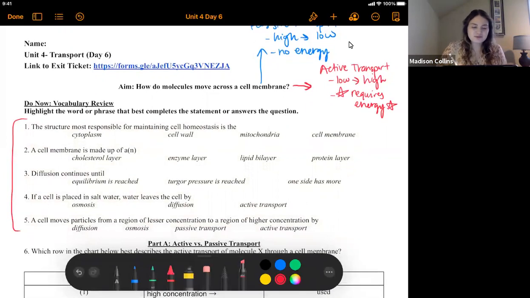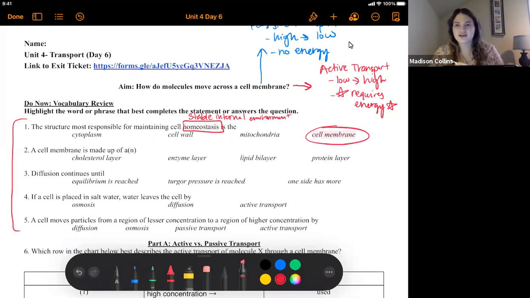All right, question number 1. The structure most responsible for maintaining cell homeostasis is the what? Whenever you guys see the word homeostasis, I want you to write down stable internal environment. So how do cells maintain homeostasis? Well, they rely on our friend, the cell membrane. That is what surrounds that outer barrier of the cell and is able to dictate what moves in and what exits the cell. So it maintains a stable internal environment for the cell.